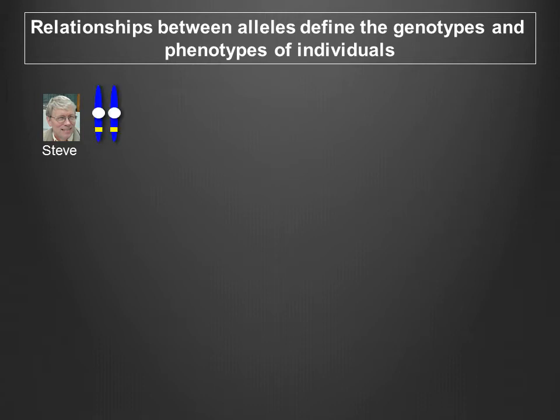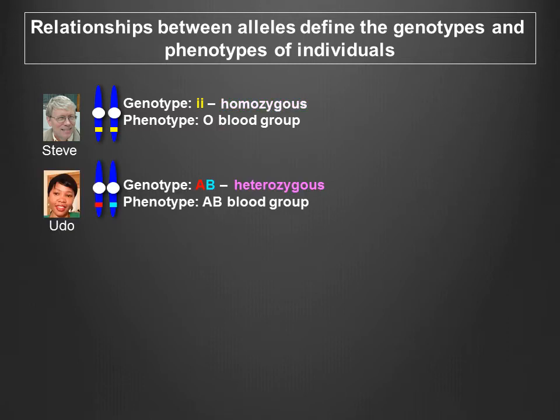Humans, like the fruit flies you will be working with, are diploid organisms, meaning that each individual has 2 copies of each chromosome. Individuals like myself, who carry 2 copies of the same allele, are said to be homozygous for the ABO gene. Individuals like Udo, who carry 2 different alleles, are heterozygous. Notice that although a gene can have multiple alleles, any one normal individual can only have 2 alleles of the gene.